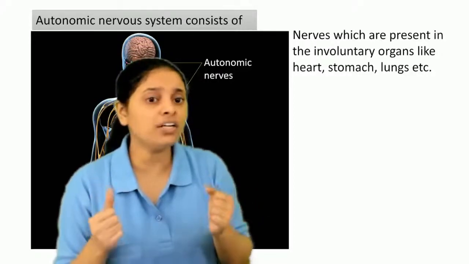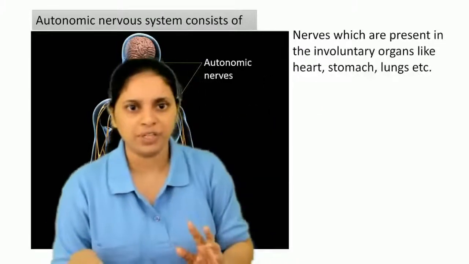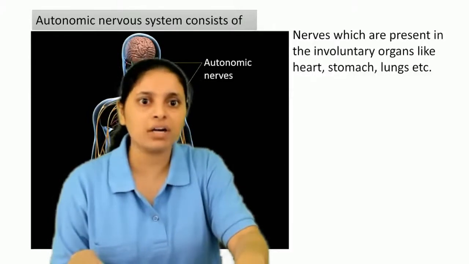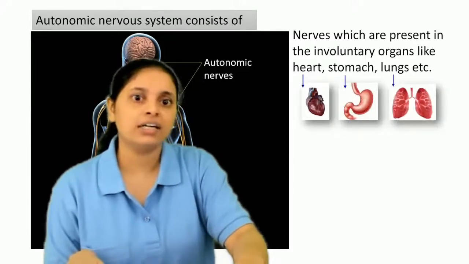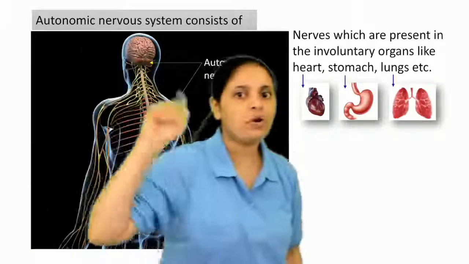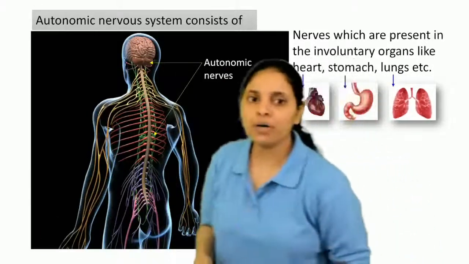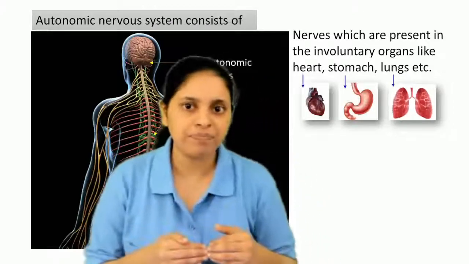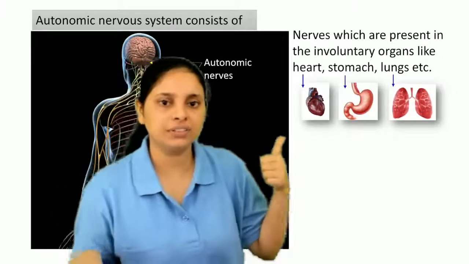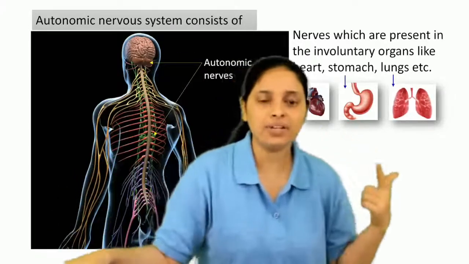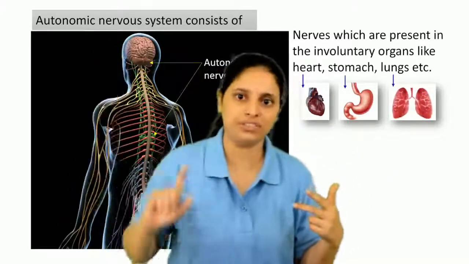So whatever is not under our will, whatever is not in our control is involuntary. So the activities of heart, stomach, lungs, okay, these involuntary organs is due to the activity of autonomic nervous system. क्या ये सबको समझ में आया है? Right? So the human nervous system, it has three parts: What are the three parts? Central nervous system, next the peripheral nervous system, and third the autonomic nervous system.